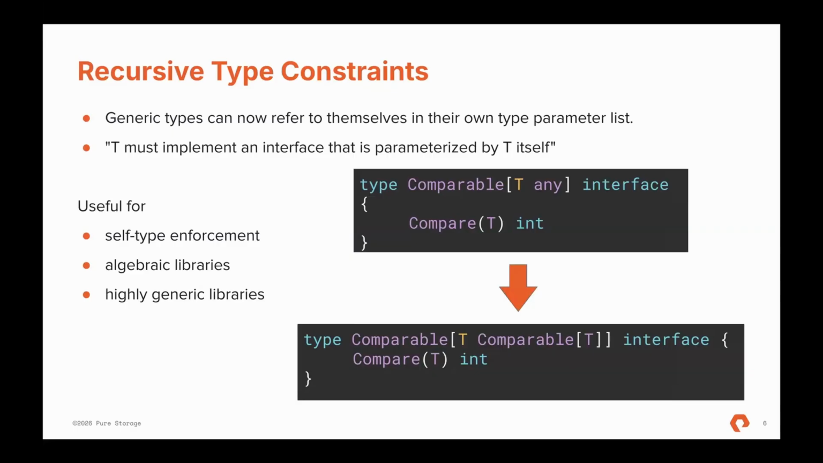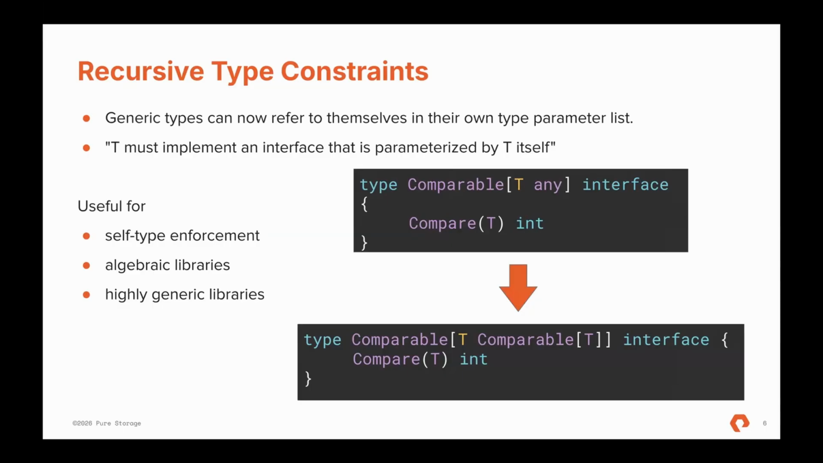What it's useful for is when we want to really improve the enforcement of the types, or when we are developing a library for algebraic methods or functions, like adding or calculating sums or different mathematical operations, or where we want to develop very highly generic libraries. So now, at the bottom, we can actually have an interface, let's say Comparable here in this example, that specifies that it needs to receive a type that is also comparable by the type.